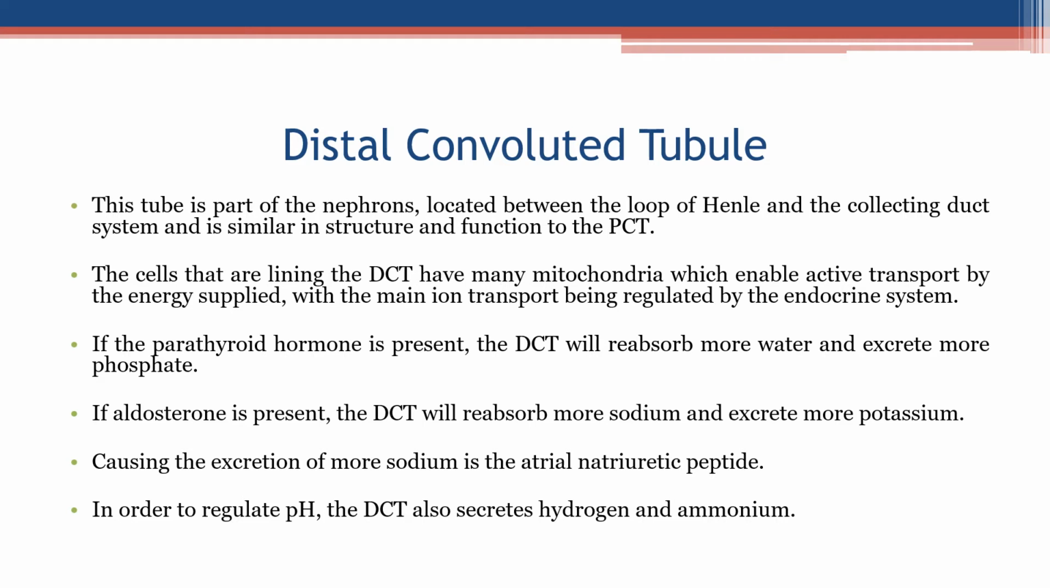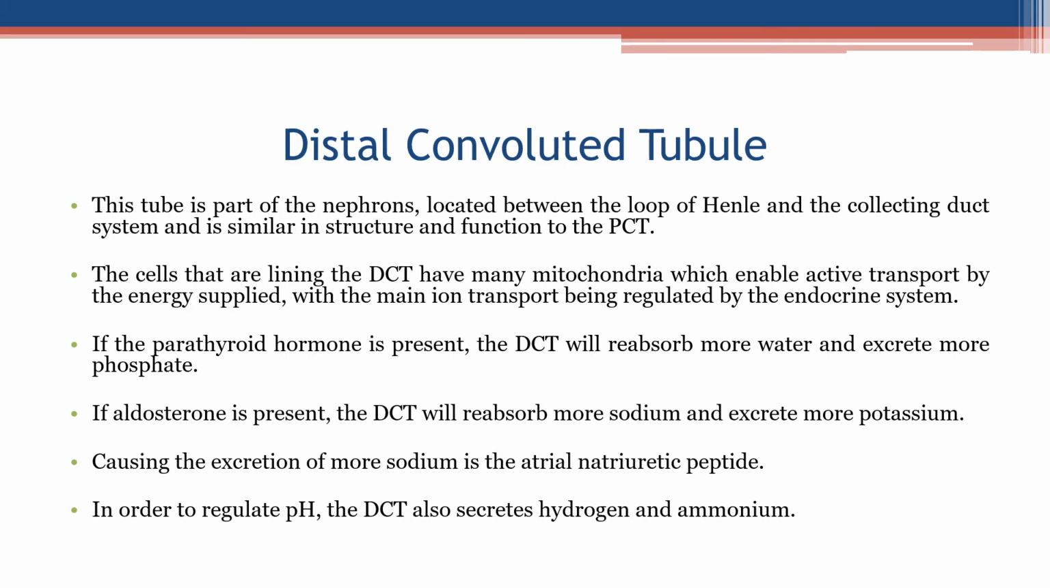If the parathyroid hormone is present, the DCT will reabsorb more water and excrete more phosphate. If aldosterone is present, the DCT will reabsorb more sodium and excrete more potassium. Causing the excretion of more sodium is the atrial natriuretic peptide.